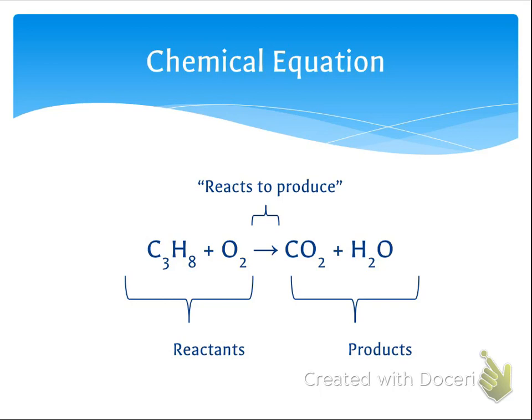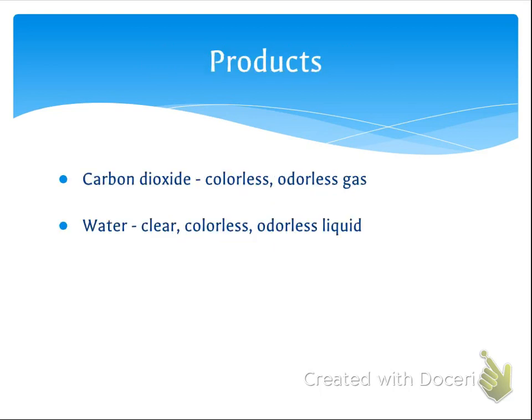The products are chemical substances produced from the chemical equation. So, the compounds produced through this chemical equation are carbon dioxide and water. A property of carbon dioxide would be that it is a colorless and odorless gas. Then for water, it would be a clear, colorless, odorless liquid.